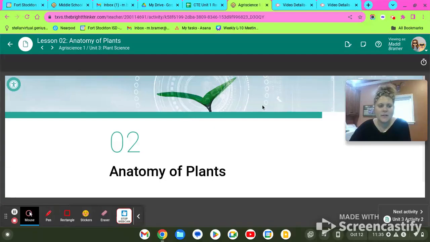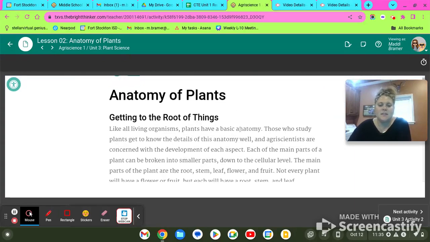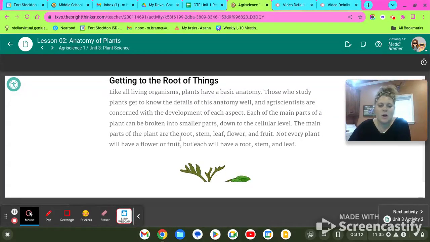Hey guys, so we are in Unit 3 where we're talking about plants. Today we're talking about anatomy of plants. Anatomy is basically just the parts of the plant. So we're going to talk about those, the different parts of a plant, which are root, stem, leaf, flower, and fruit. Not every plant's going to have all of these parts. Not all plants are going to have a flower or fruit, but they all have a root, stem, and a leaf.